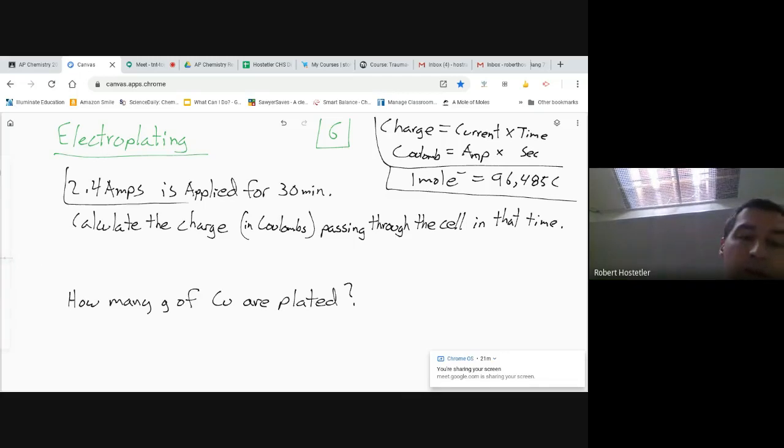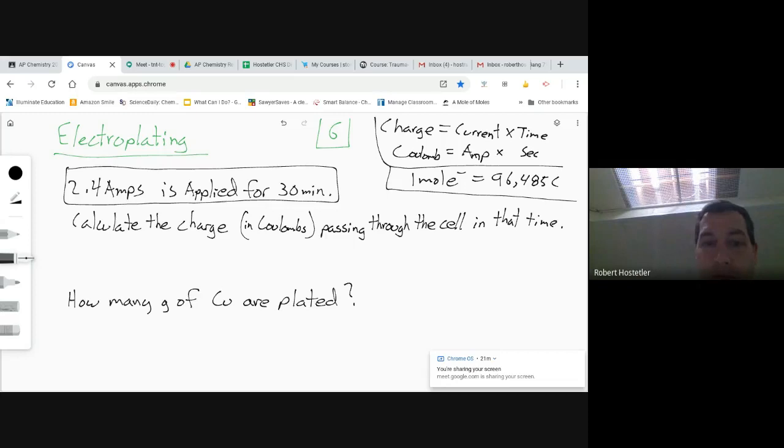So let's say we've got a setup here and we want to electroplate something for a half hour. We're at 2.4 amps and the metal that we're electroplating is copper. If they give you a picture, the giveaway for electroplating is that everything happens in the same container. There's not 2 separate flasks or anything like that.